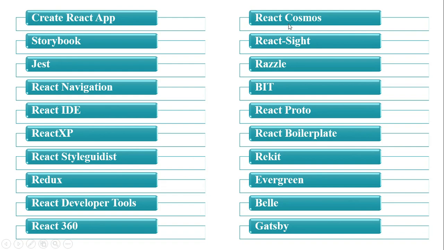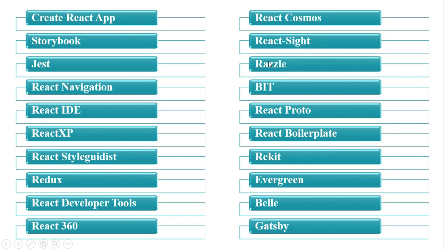Now, what is React Cosmos? Again, it's a development environment for building reusable, high quality user interfaces. Next is React Site. Why have I included this React Site? It's a Chrome developer extension or plugin which displays your component hierarchy in a tree-like structure. So if you have many components and you want to know about the relationship between those components, this is the best plugin for the Google Chrome browser, which displays the component hierarchy of the React application.